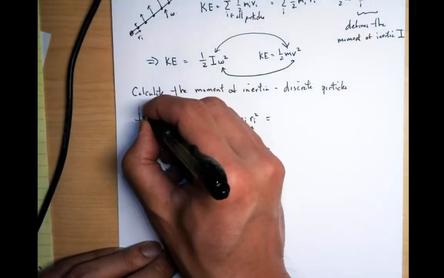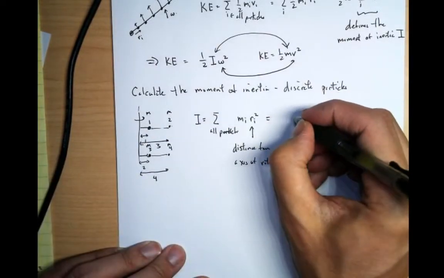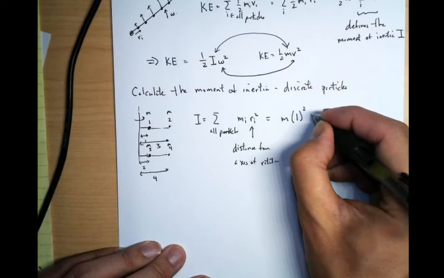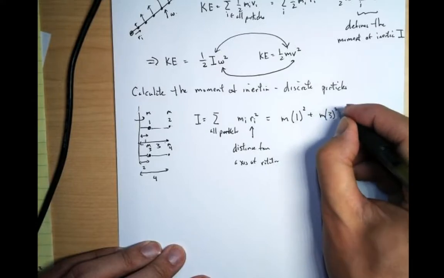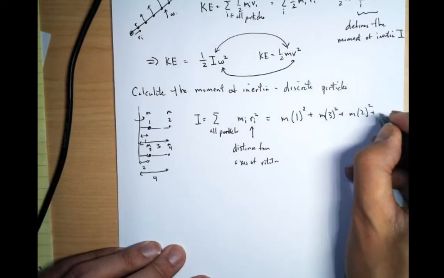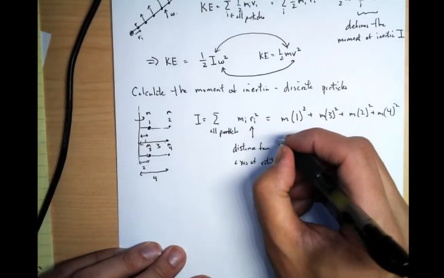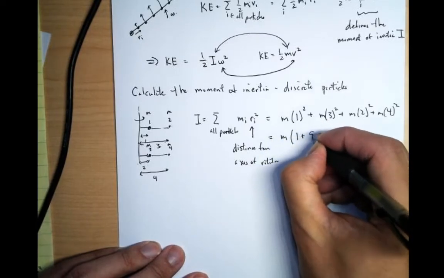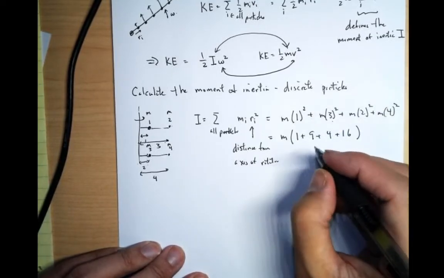Let's imagine these are all equal masses. This is m and m and m and another m, so four m's. So this would be m times the first distance, let's say, 1 squared, plus m times the second distance, 3 squared, plus m times the third distance, 2 squared, plus m times the fourth distance, 4 squared. And so this can be equal to m times 1 plus 9, 3 squared plus 2 squared is 4, plus 16.